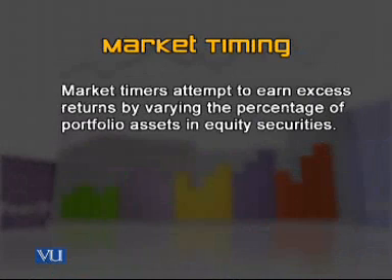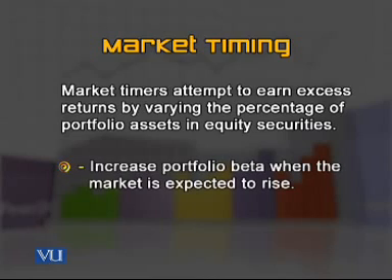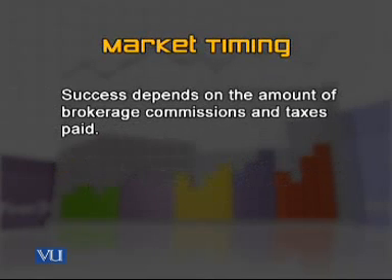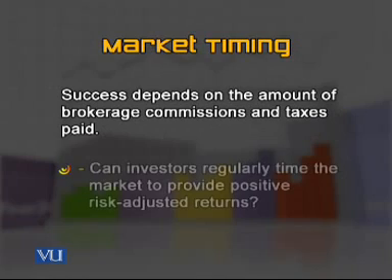So market timers attempt to earn excess returns by varying the percentage of portfolio assets in equity securities. It is the timings that you make that earn you more or less. And you increase portfolio betas when the market is expected to rise. It is paramount to understand. Success would then depend on the amount of brokerage commissions and taxes paid.